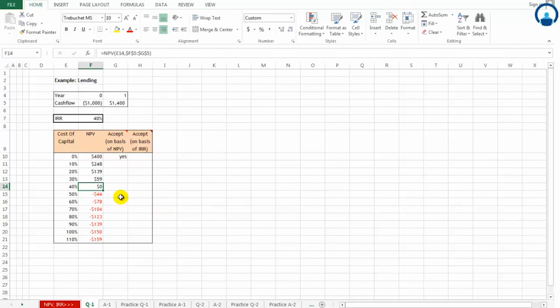What about this? When the NPV is 0, do we accept the project? No. So till here we are going to have a yes. We are going to accept the project. From here onwards, it's going to be a no. Then if you see, the NPV has gone negative and hence we are not going to accept the project.